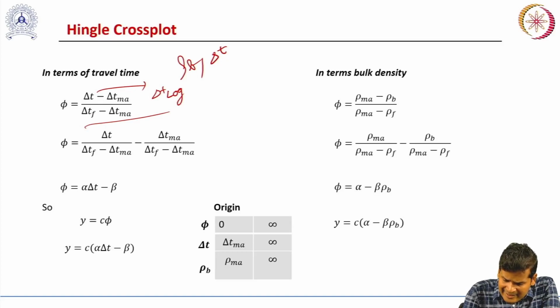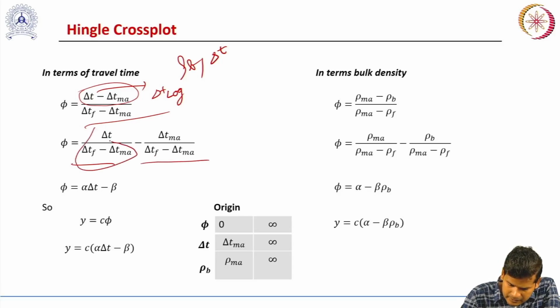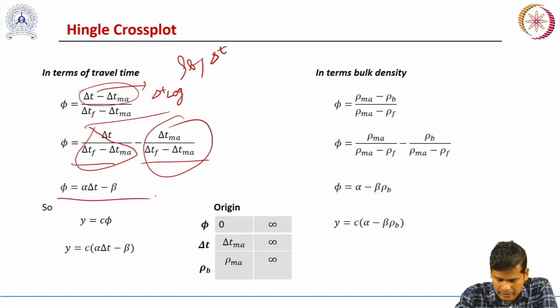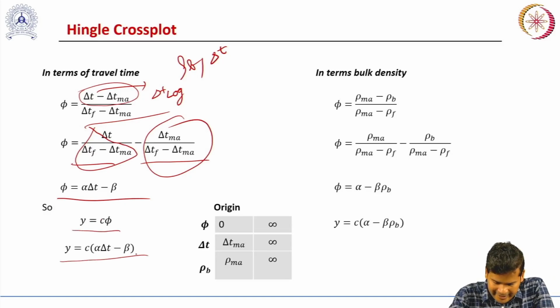So I can write this simply. I can separate these two terms. This will be the first term and this will be the second term. So I'm calling this alpha and this beta. So this will become what? Phi is equal to alpha delta t minus beta. So y will be equal to c phi, or y will be equal to c times alpha delta t minus beta. So you can see alpha and beta are nothing but dependent upon the formation matrix travel time and the formation fluid travel time.